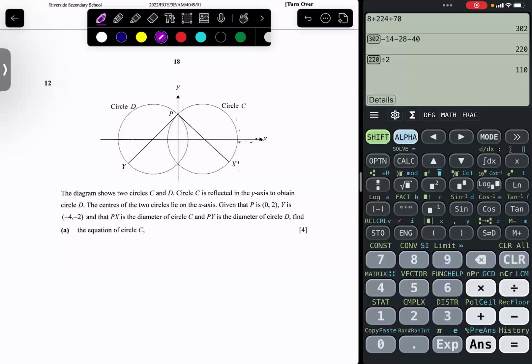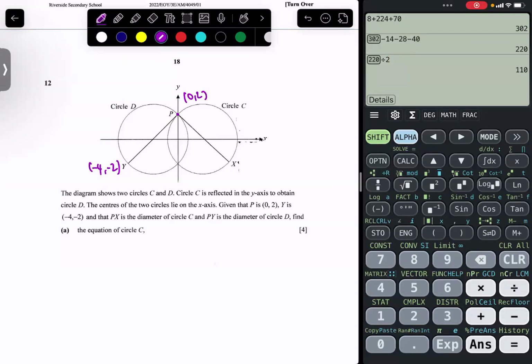The diagram shows two circles, C and D. Circle C is reflected in the y-axis to obtain circle D. The centers of the two circles lie on the x-axis. Given that P is (0, 2), and Y is (negative 4, negative 2), and PX is the diameter of C, PY is the diameter of D. Find the equation of the center D.